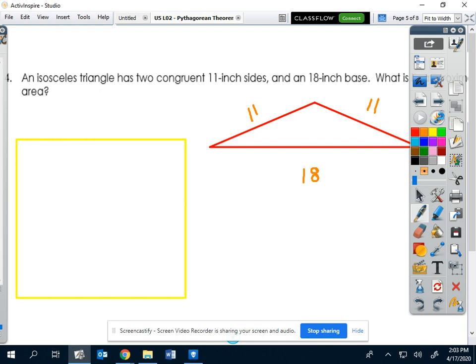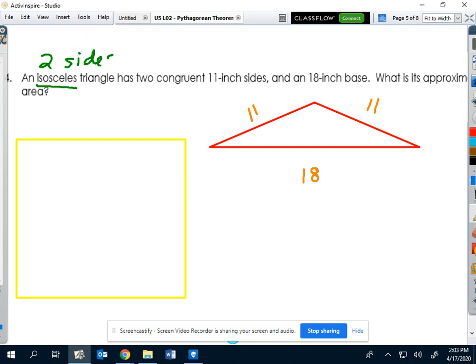So for this one, you should have drawn an isosceles triangle. And the key here is remembering from middle school that isosceles means that two of the sides are the same, right? Are the same or equal. So I've gone ahead and labeled these two sides of my isosceles triangle as 11, because my two sides are 11. And the base is 18.